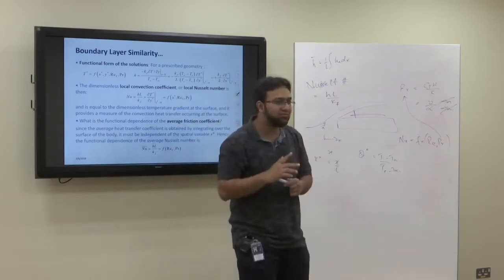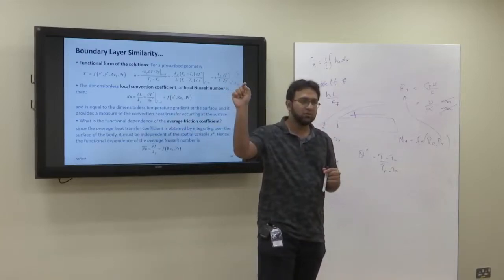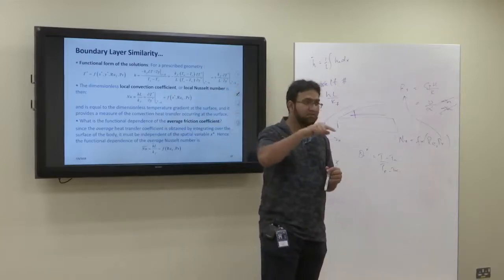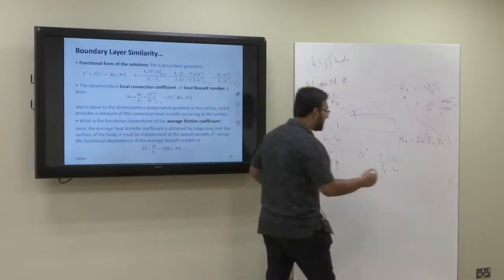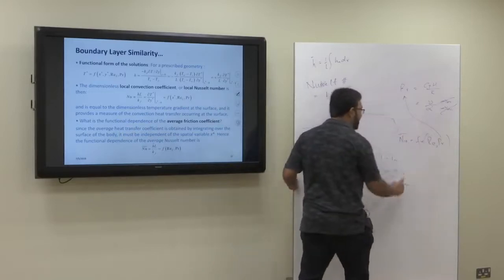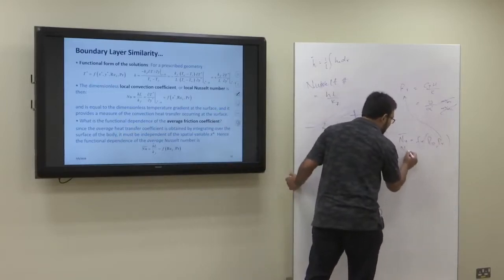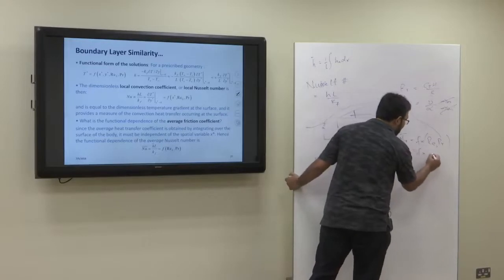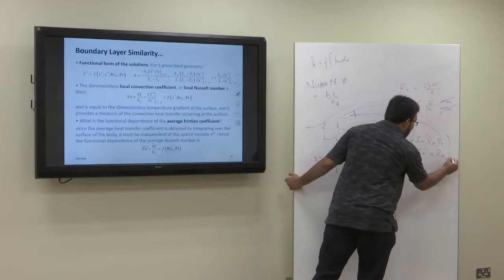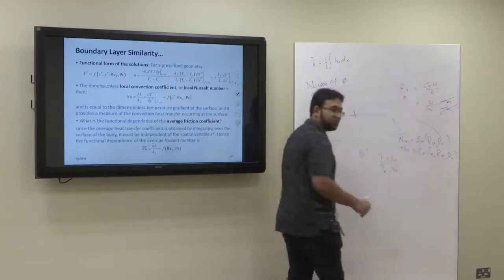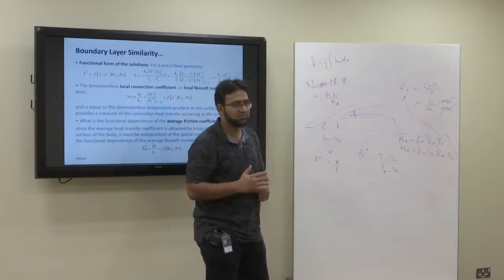h could be local, h could be average. If h is average, then it does not depend upon the location. If h is local, then h varies with x. So if I say here that Nu is average, then it's a function of Reynolds number and Prandtl number only. But if Nu is local, then it's a function of x, which is the location, and the Reynolds number and the Prandtl number.